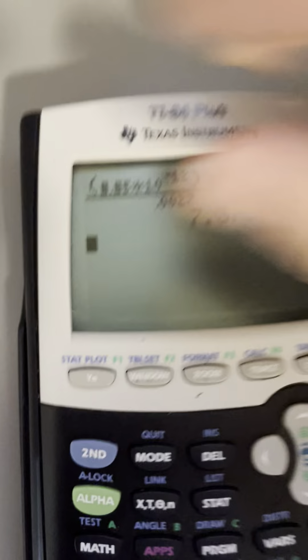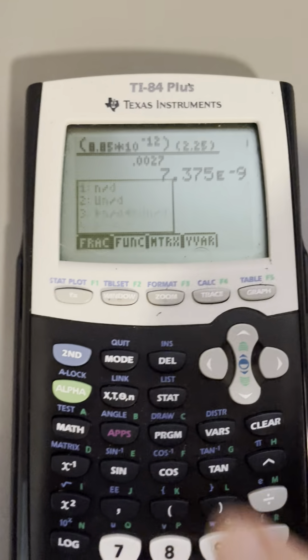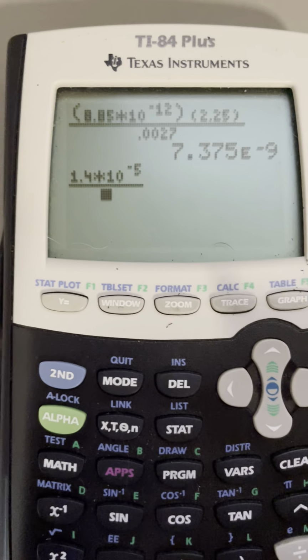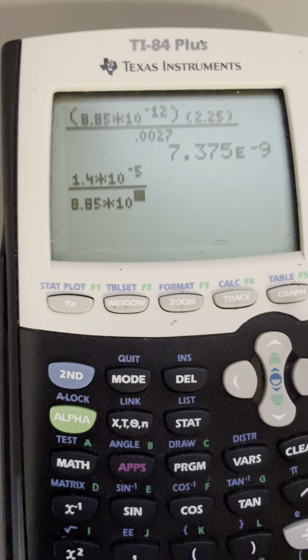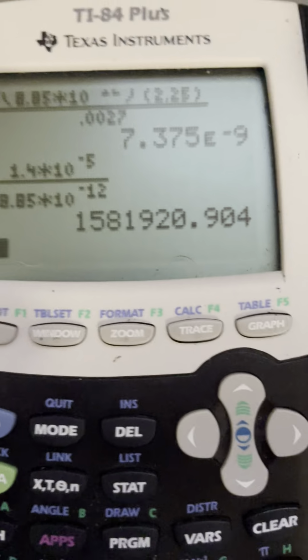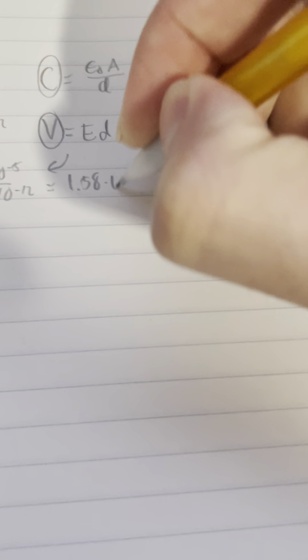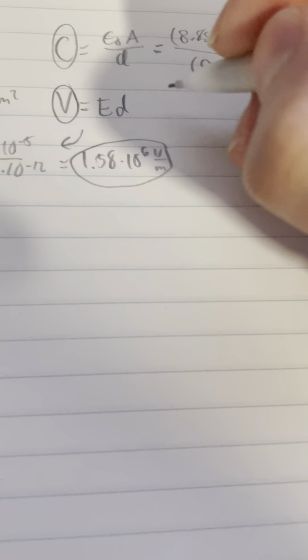Let's do that out. 10 to the negative 5 over 8.85 times 10 to the negative 12. We get this massive number, which is essentially 1.58 times 10 to the 6th, and that is going to be in volts per meter as the units of electric field. Then we're just going to plug that back into this equation to find the electric potential.